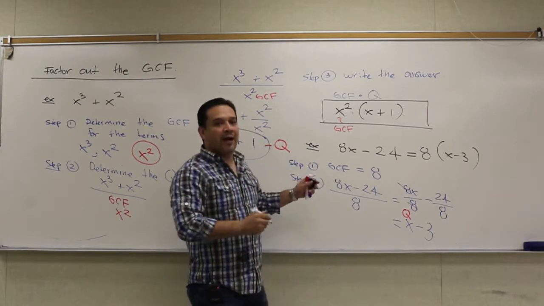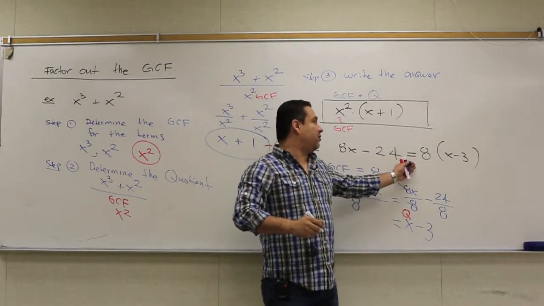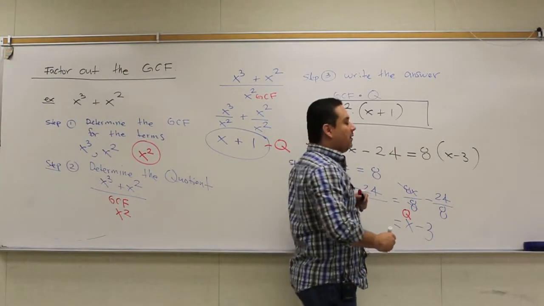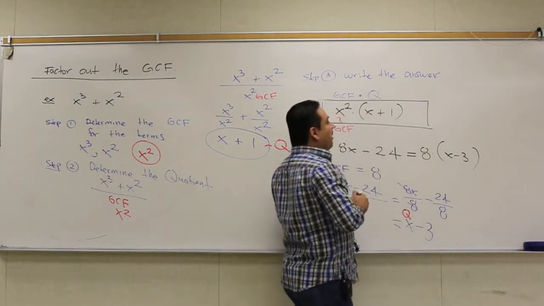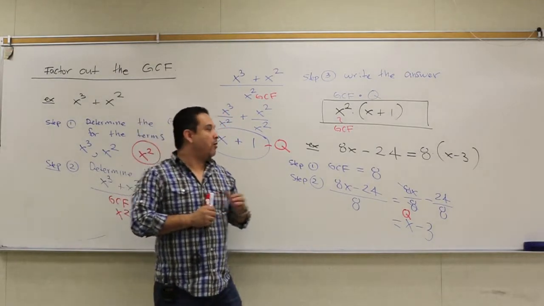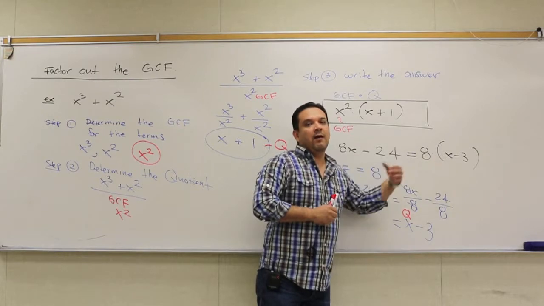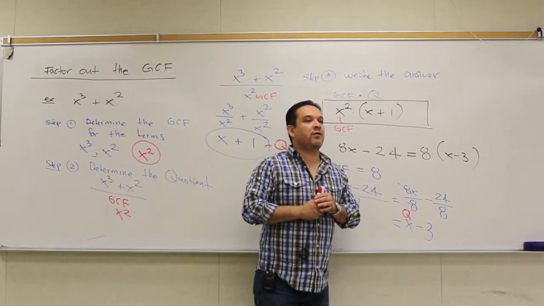So you can write your answer this way, that 8x minus 24 is equivalent to 8 times x minus 3. Okay, you could write it that way. Or you could just write it as 8 times x minus 3. Okay, but I want to point out another important thing to you.